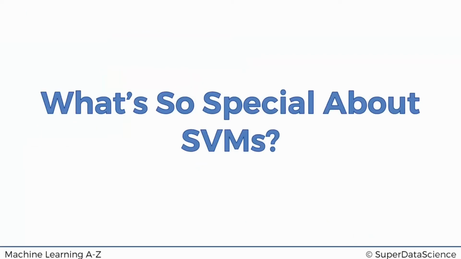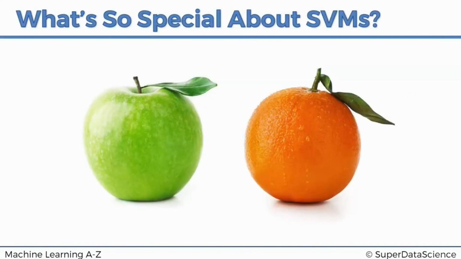And the question is, what's so special about SVMs? Why are they so popular and why are they different to other machine learning algorithms? And that's exactly what we're going to talk about right now. So imagine you're trying to teach a machine how to distinguish between apples and oranges, how to classify a fruit into either an apple or an orange.